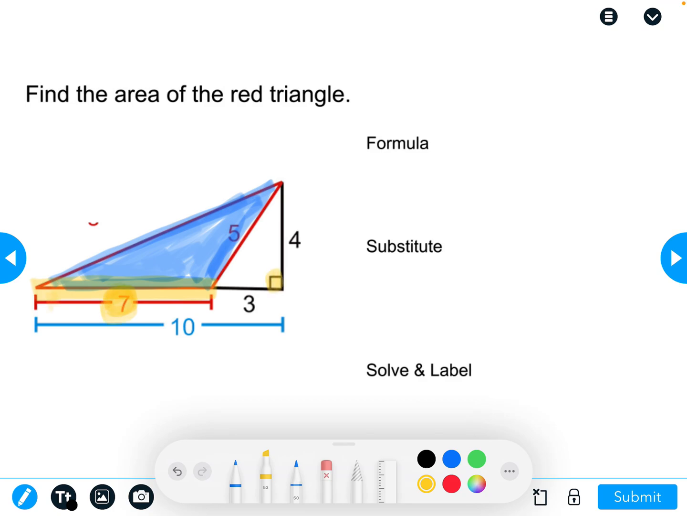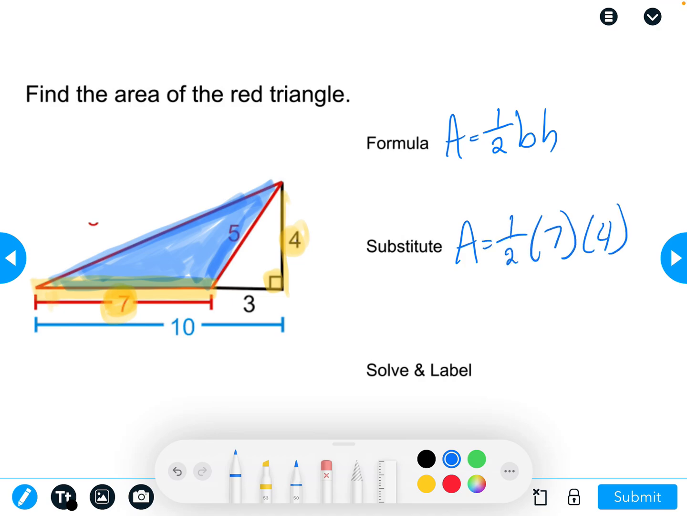And the height is straight up and down. Here's our right angle. So it's 4. Area equals 1/2 of, forgot the formula, the base times the height. So area equals 1/2 of 7 times 4. And 1/2 of 7 times 4 is going to give us an area of 14 square units.